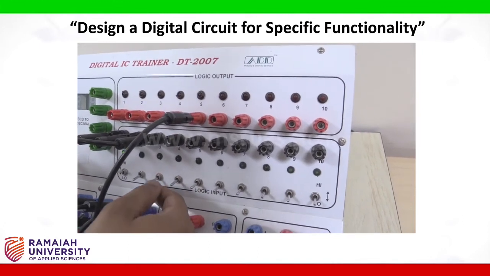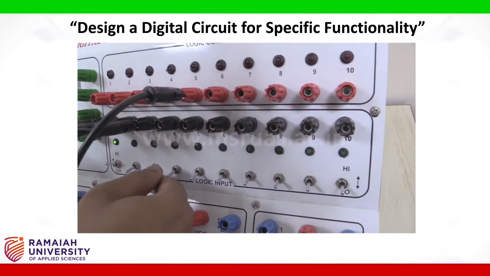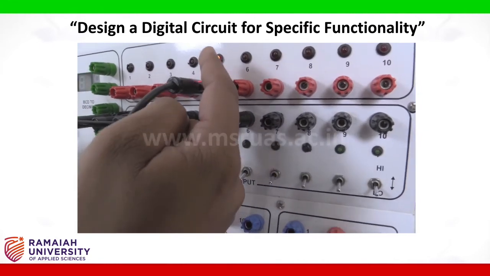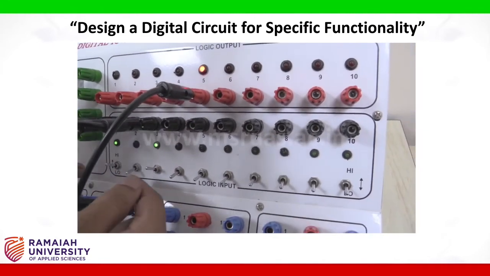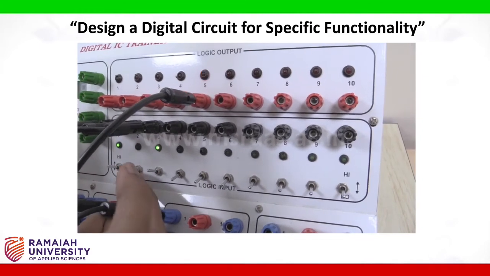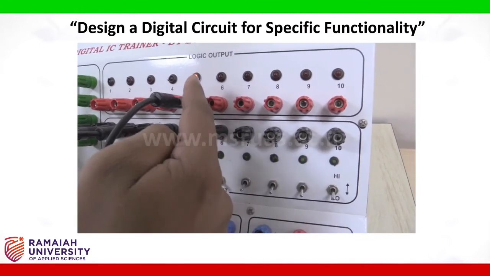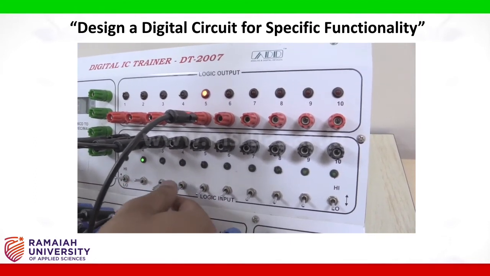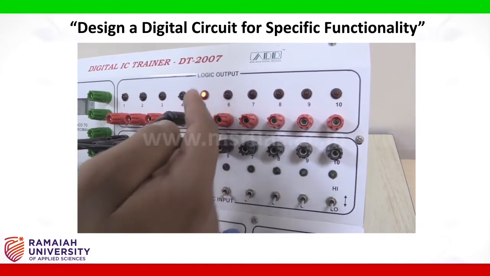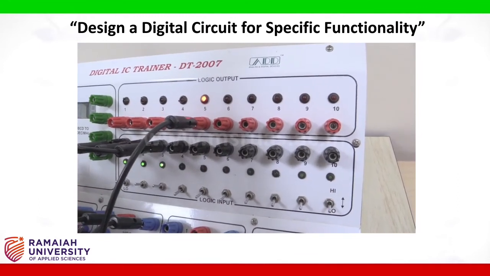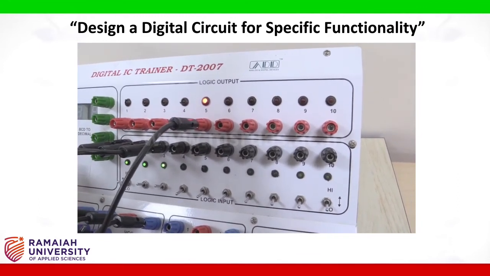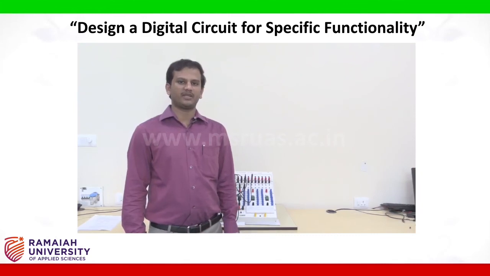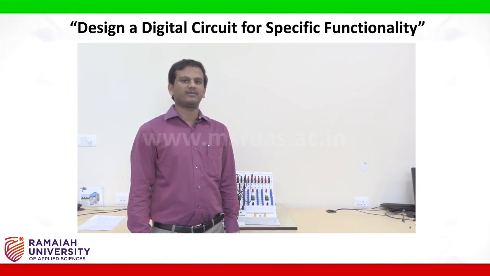For the next combination 1 0 1, you can see the output will be high. And for the next combination 1 1 0, the output will be high. And for the last combination 1 1 1, the output will be high. So therefore we have got correct outputs according to the truth table. The SOP and POS expressions can be realized using NOR gate in a similar way. So therefore this completes the experiment.